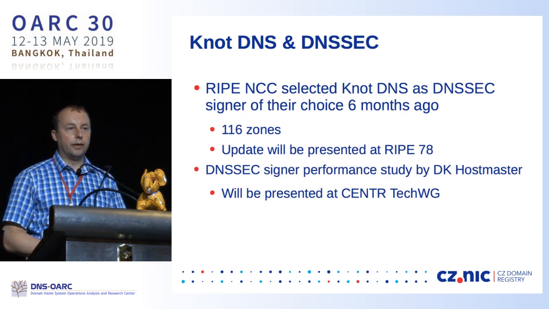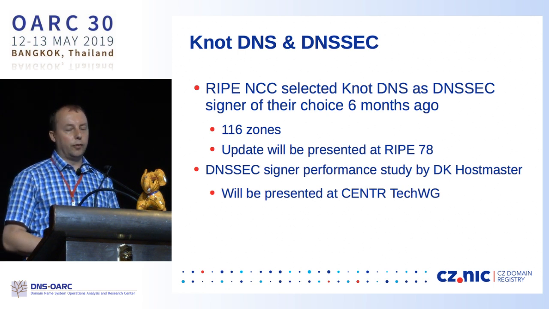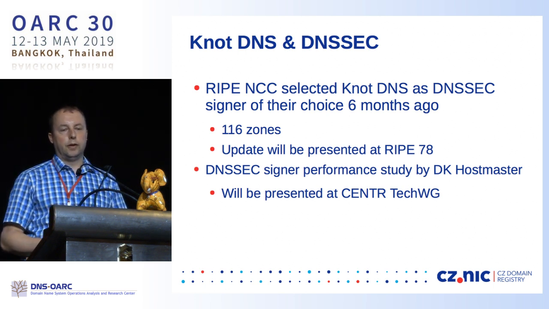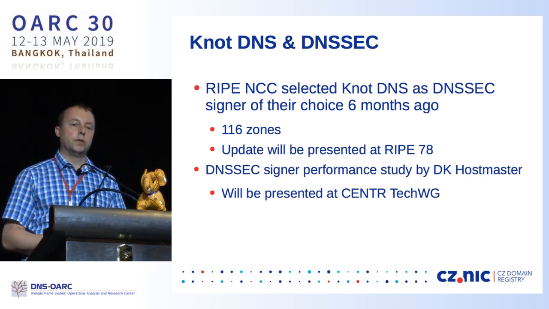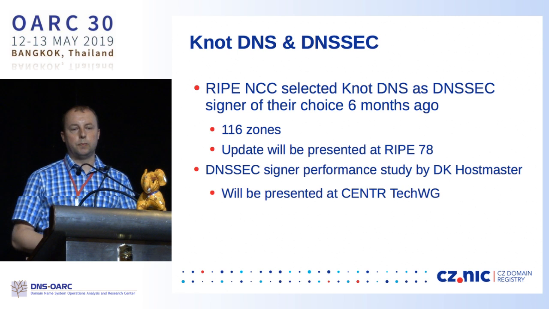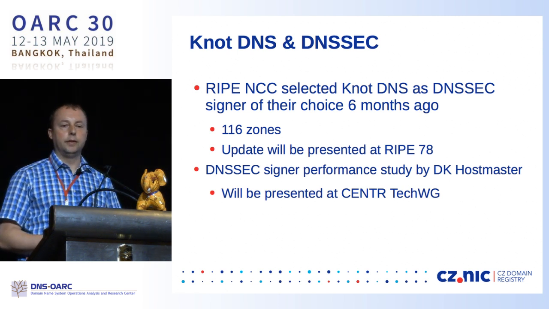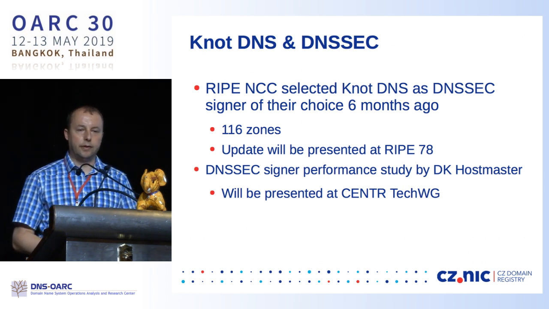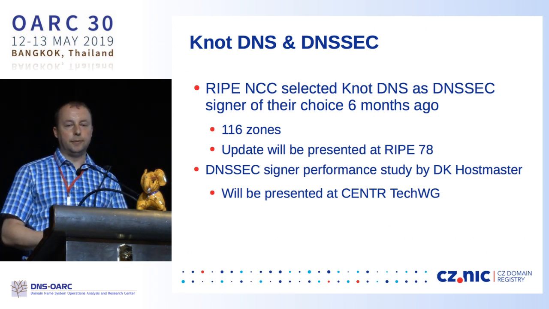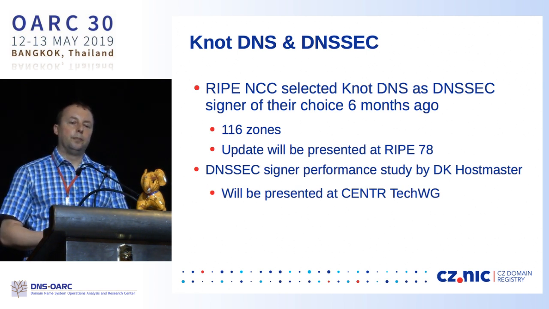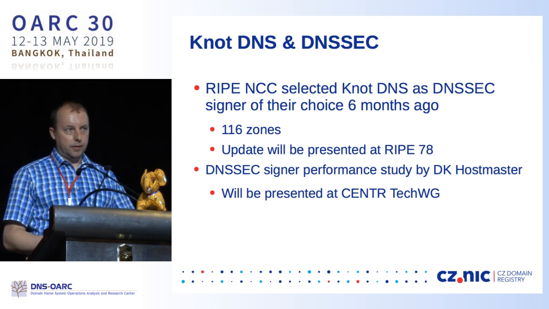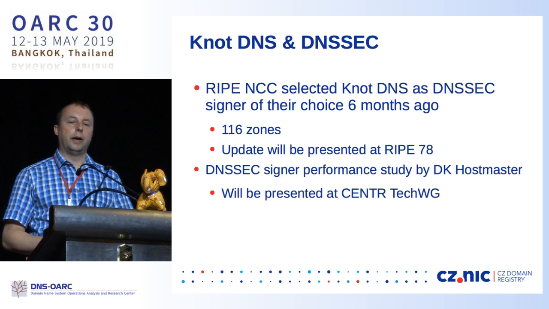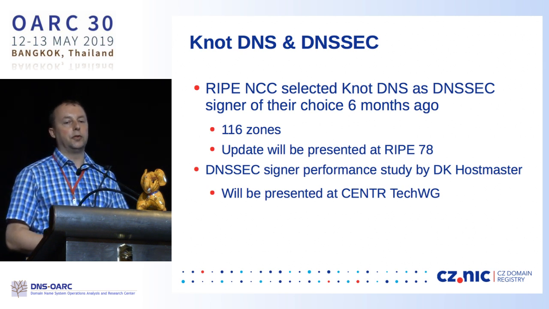And we are glad to hear that half a year ago RIPE NCC decided to use Knot DNS as the DNSSEC signer of their choice. They were using it for 116 zones, mainly the reverse zones, but also a few internal zones like ripe.net. And I've heard that Anand will have an update about their story at the next RIPE meeting. And I know also that the DNSSEC signer performance of all tools will be presented by Niels Bakker from DK Hostmaster at the Centr Technical Working Group.